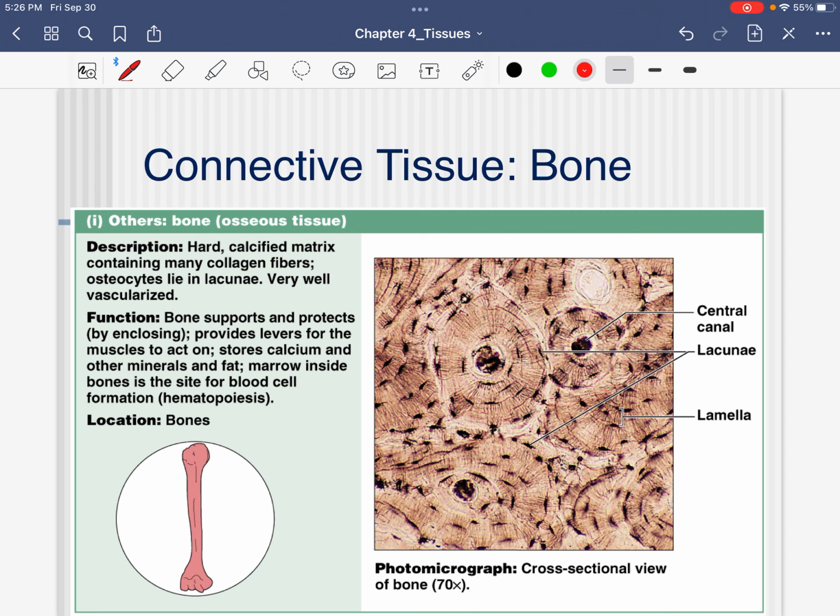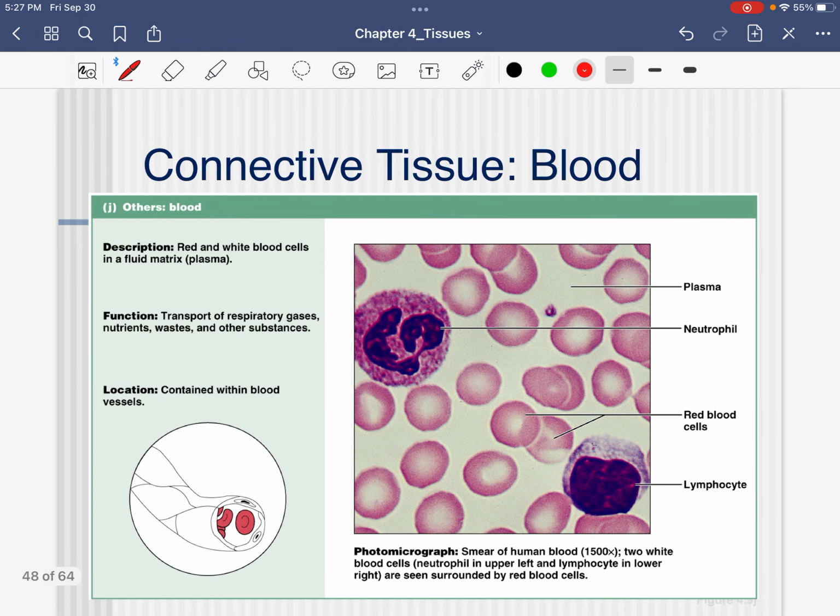This is compact bone. It looks like the cross-section of a tree trunk, these concentric circles. We know where it is. Well, it's in bone. And we know what it does. Gives support, stores minerals, you pick. And then, likewise, I'm hoping nobody will miss blood. It looks very unique. We know where it's found. In the blood vessels, we know what it does. Transports.